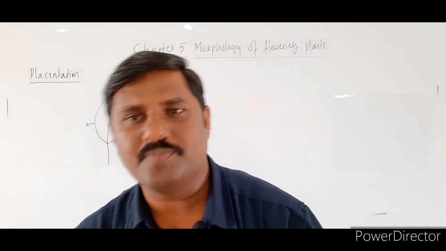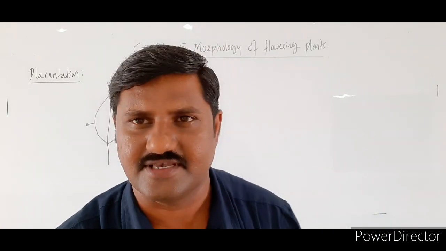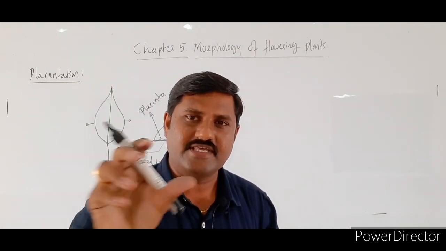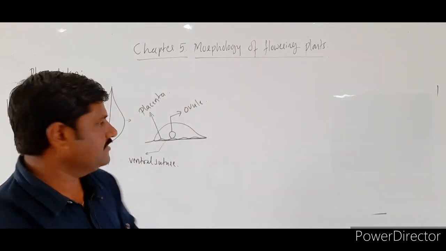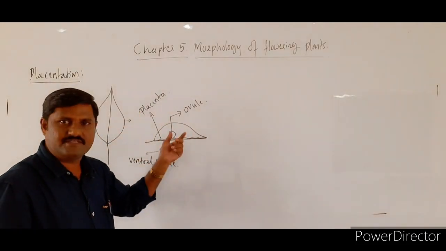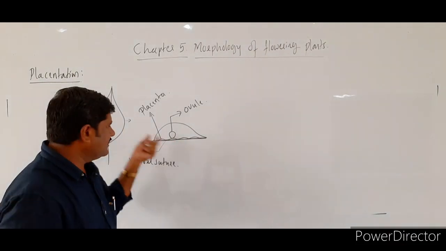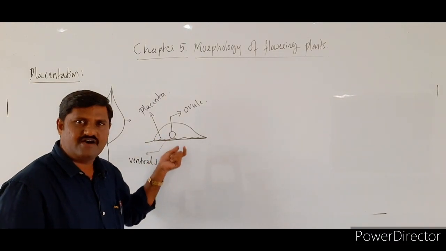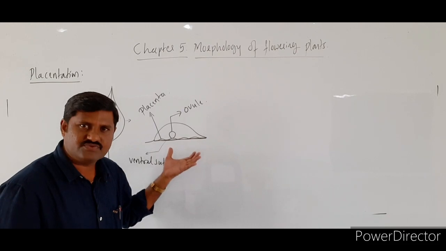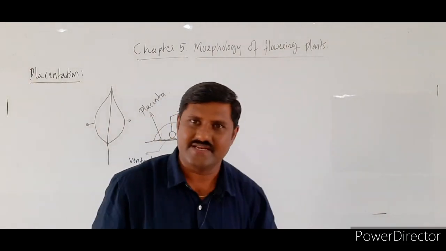So now I hope you are familiar with what actually the placenta is, what is ventral suture and what is placenta. Everything is very clear to you, I hope, right? So this is the manner of the distribution of the placentae. Placentae is the plural form of placenta, right? The manner of the distribution of these placentae within the ovary is called what? It is called placentation. Is it very clear to you?